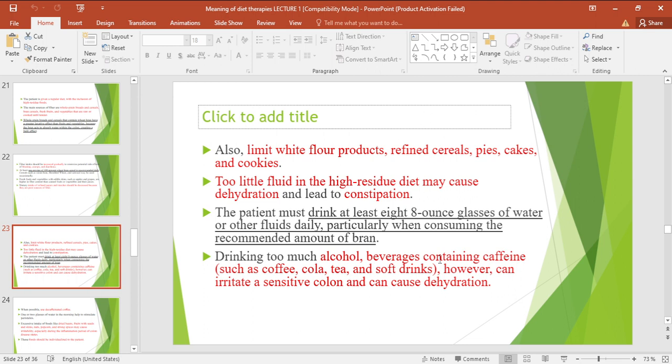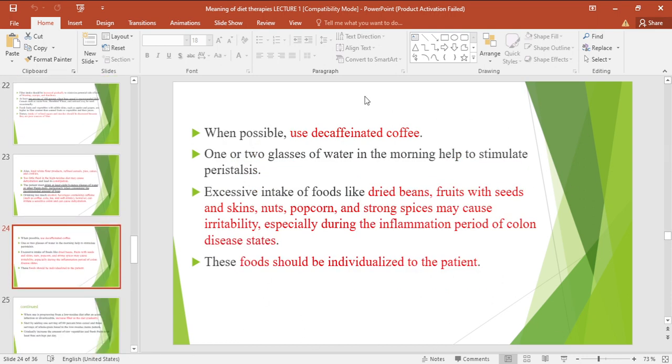When you drink too much alcohol and beverages that contain caffeine, such as coffee, cola, tea, and soft drinks, they can also have an irritative sensation on the colon, and they may also cause dehydration. And if possible, you have to use decaffeinated coffees that do not contain caffeine. Then 1 or 2 glasses of water in the morning will help to stimulate peristalsis. This water, you should take it on an empty stomach. When you wake up, just take at least 1 to 2 glasses of water.